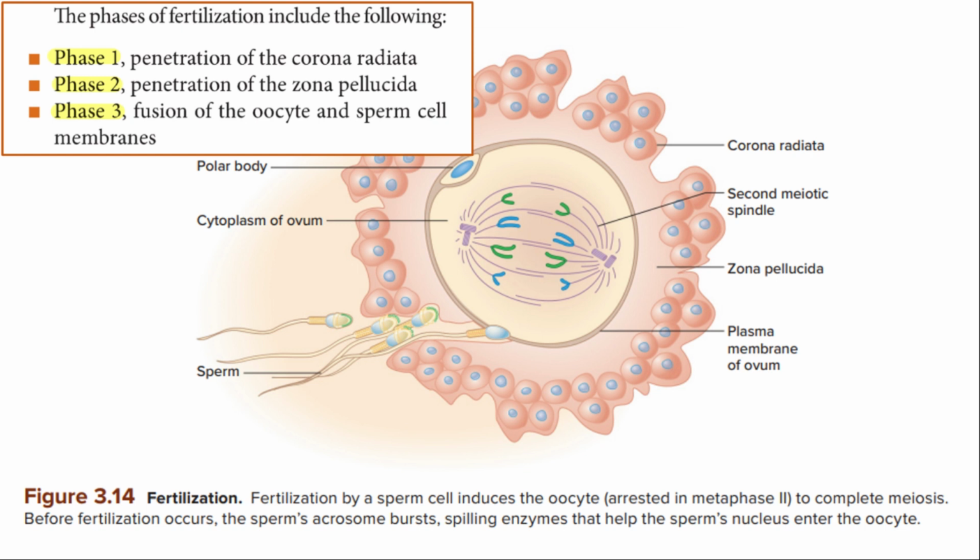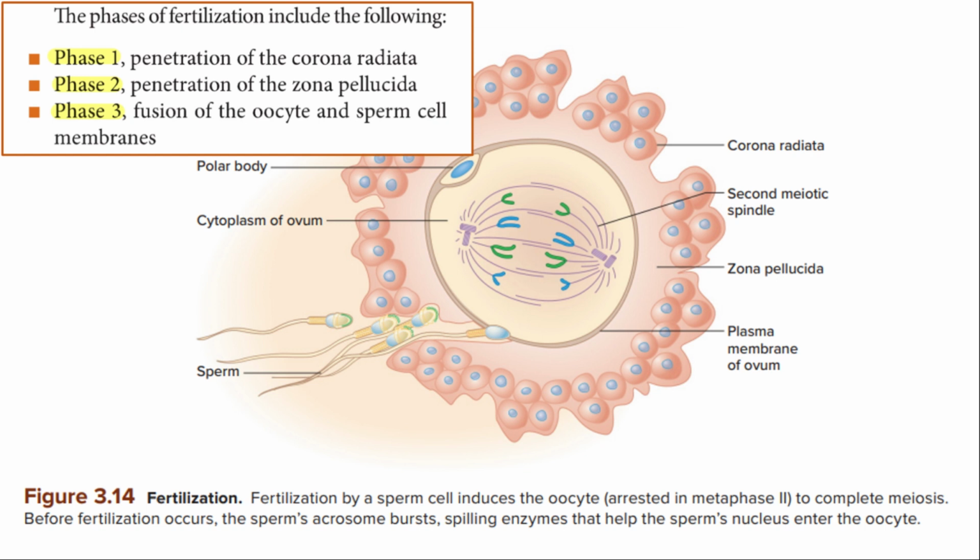And then finally, in phase 3, yung plasma membrane ng ovum at yung plasma membrane ng sperm cell ay mag-fuse. Usually, yung tail ng sperm cell will be left behind. What enters the ovum is only the head of the sperm cell, so that the genetic material contained in the nucleus, which is present in the head of the sperm cell, is able to enter the ovum.